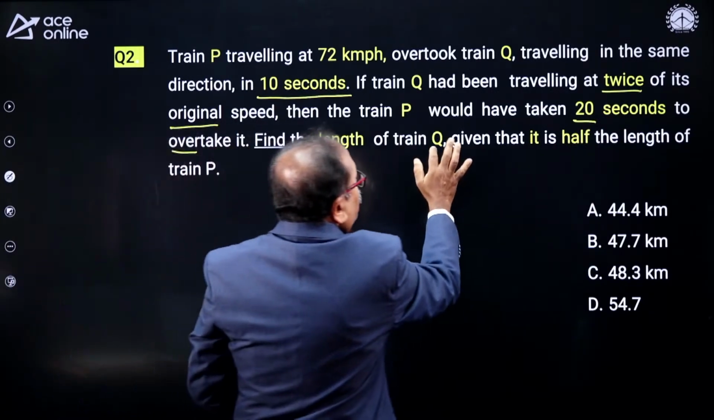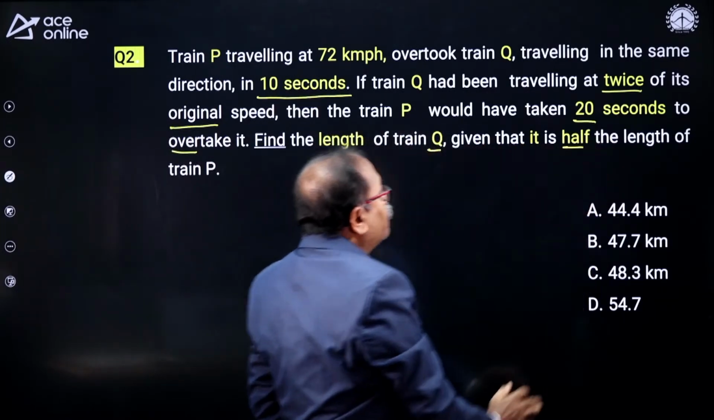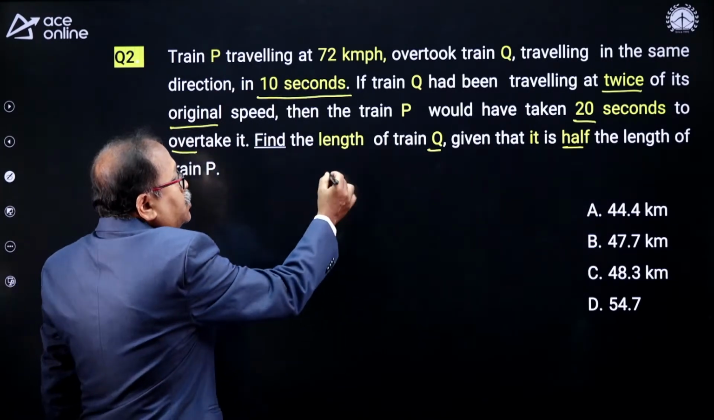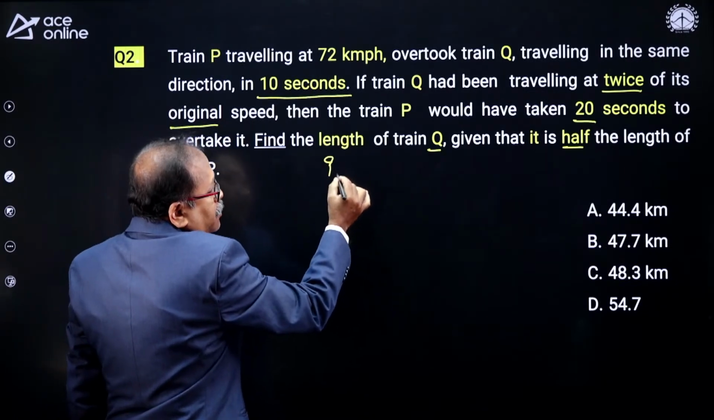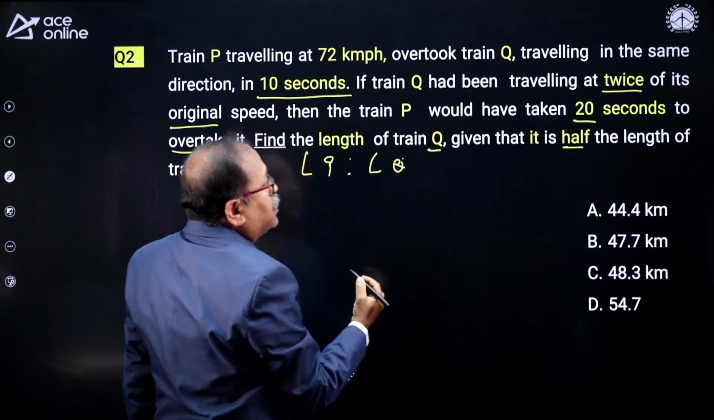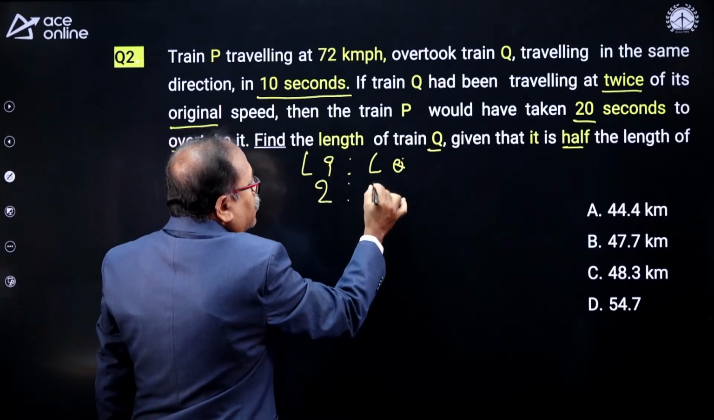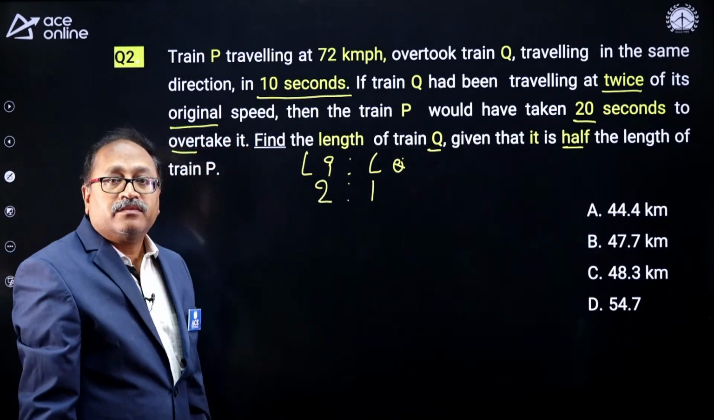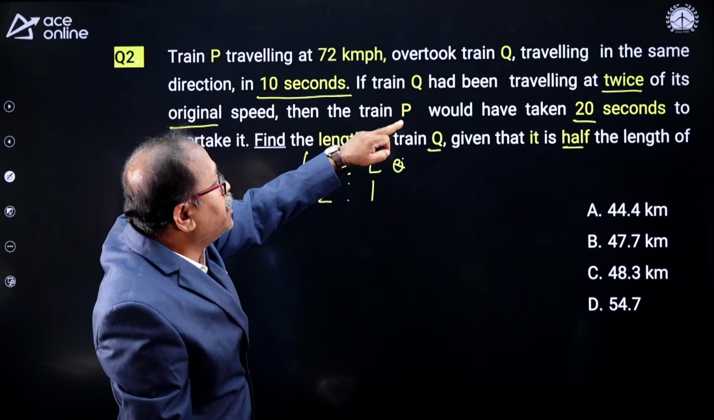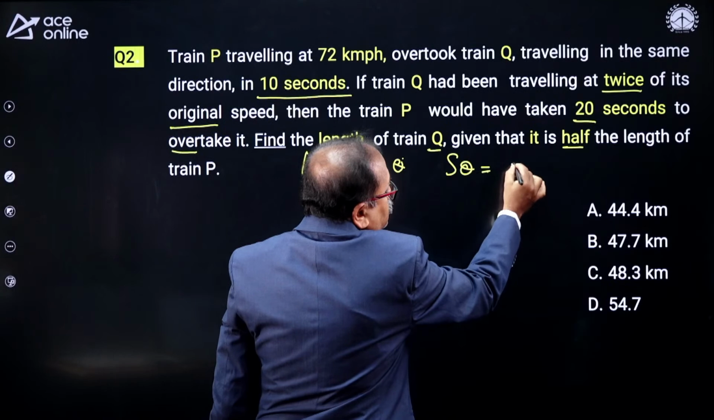Find the length of train Q, given that its length is half the length of P. So one thing I understand is that the ratio of the length of train P to the length of train Q is given to us. Q is half the length of P. That means if P is 2 parts, Q is 1 part. Now, let's take the speed of train Q as S. I'll consider the speed of Q as S.